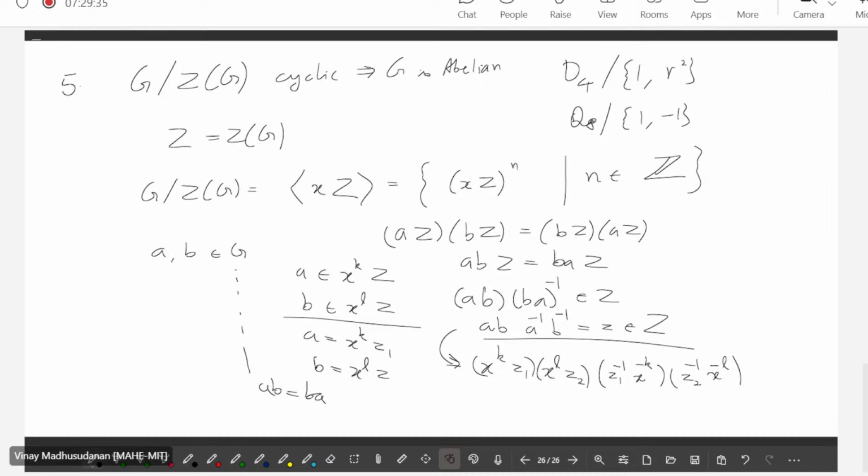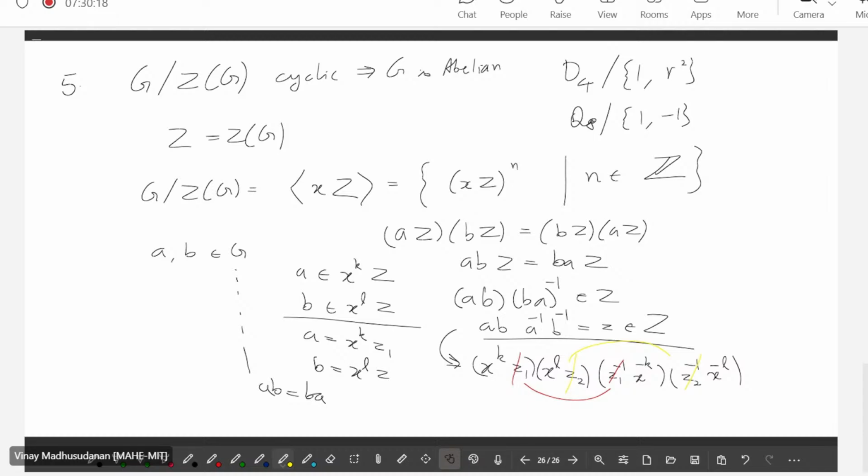Fine. Can I cancel anything from here? Remember, Z1 and Z2 are in the center, which means they commute with everything. In a word, if you write a string of elements of G, then the elements of Z can be moved anywhere without changing the value of the product. So this Z1 can be moved here if I want and then cancelled with Z1 inverse. Similarly, Z2 can be moved here and then cancelled. Once you do that, what remains?